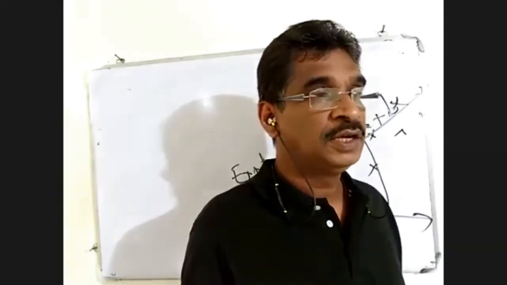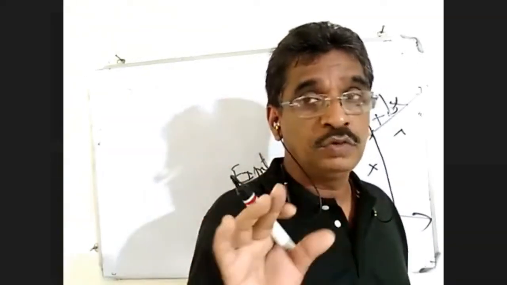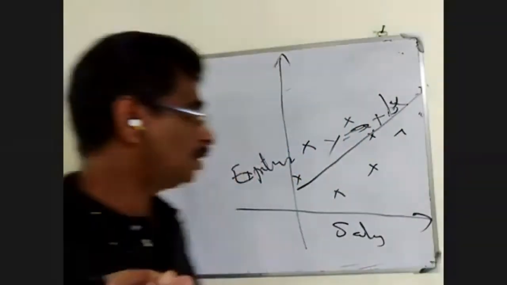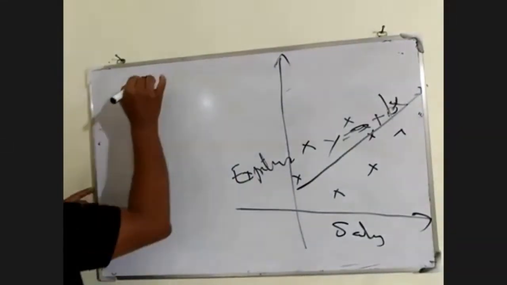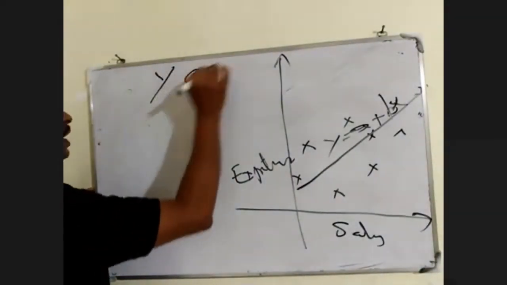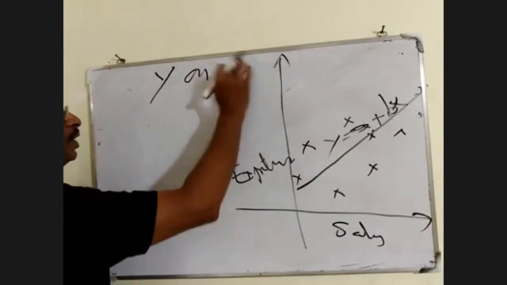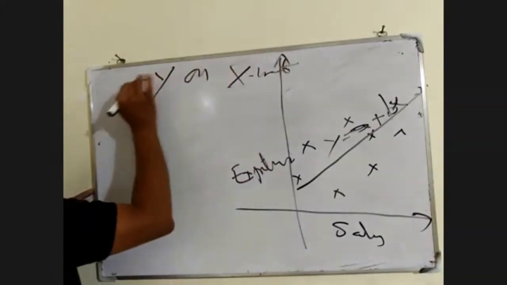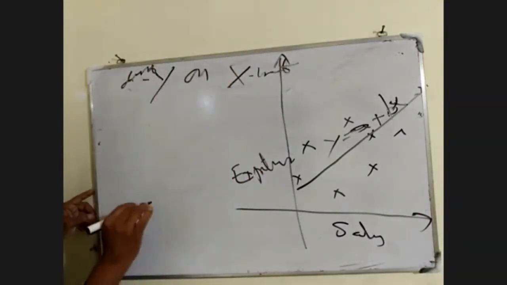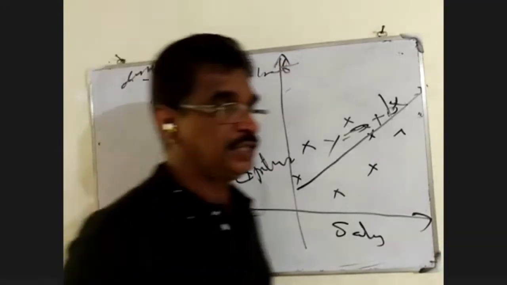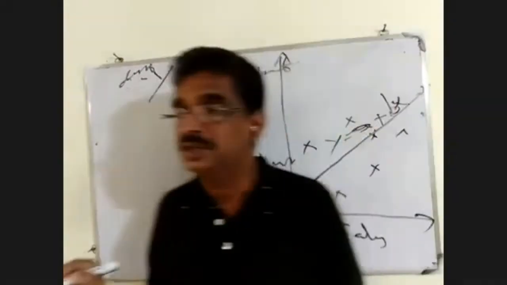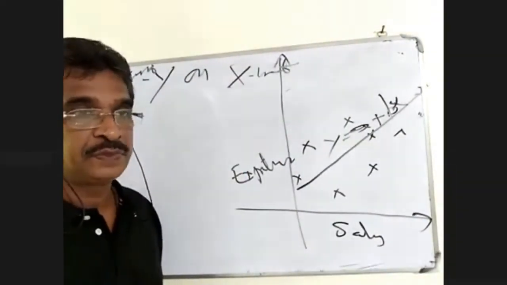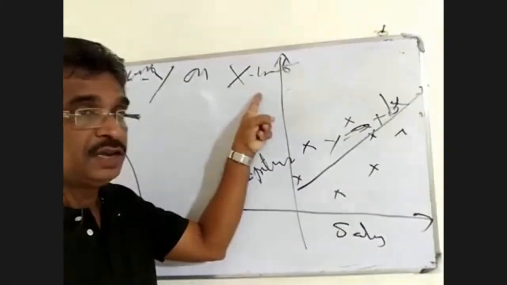We can't draw a straight line along these points blindfolded, because some mathematical techniques are used. In two variables x and y, there are two types of regression. One is y on x. In y on x, x is the independent variable and y is the dependent variable. The use of y on x is to predict the value of y for a given value of x.